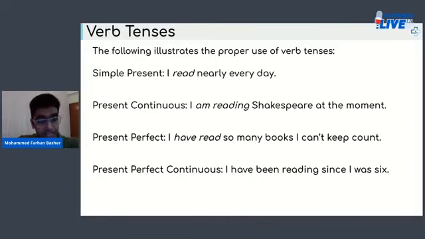Now moving on to the second subcategory, the present continuous tense. "I am reading Shakespeare at the moment." So when exactly do we employ the present continuous tense? We talk about an action in the present continuous tense when that action is being pursued at the moment of speaking. That's the first scenario when we use the present continuous tense, such as here, "I am reading Shakespeare at the moment." If I say that, I mean that as I speak, I am doing this right now.